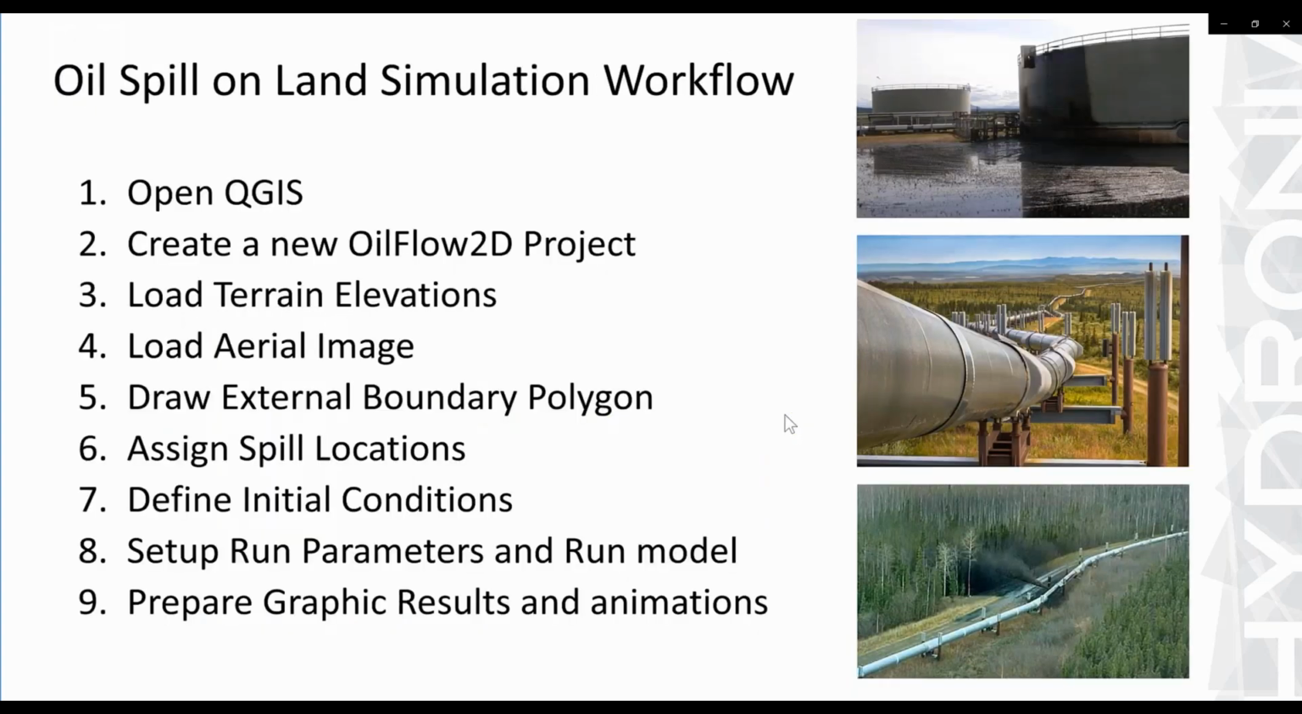Now, the typical oil spill simulation workflow depends on whether you are using it to represent a spill from a storage tank, from a pipeline, or from a well. But normally you have common steps: open the QGIS model, create a new oil flow 2D project, load the terrain elevation, load an aerial image or the background image from Google Earth, draw the external polygon, assign the spill location or locations, define the initial conditions, set up the run parameters and run the model, and then prepare basic results.